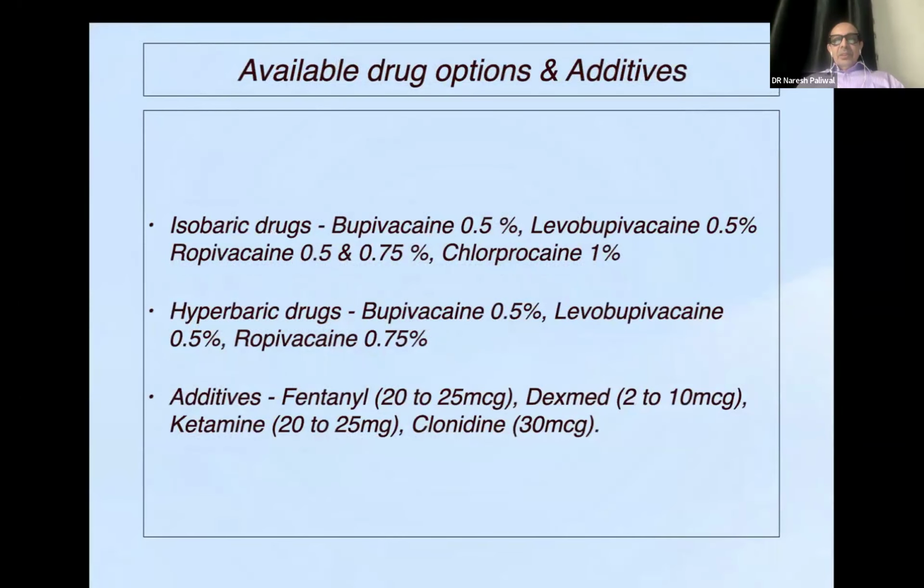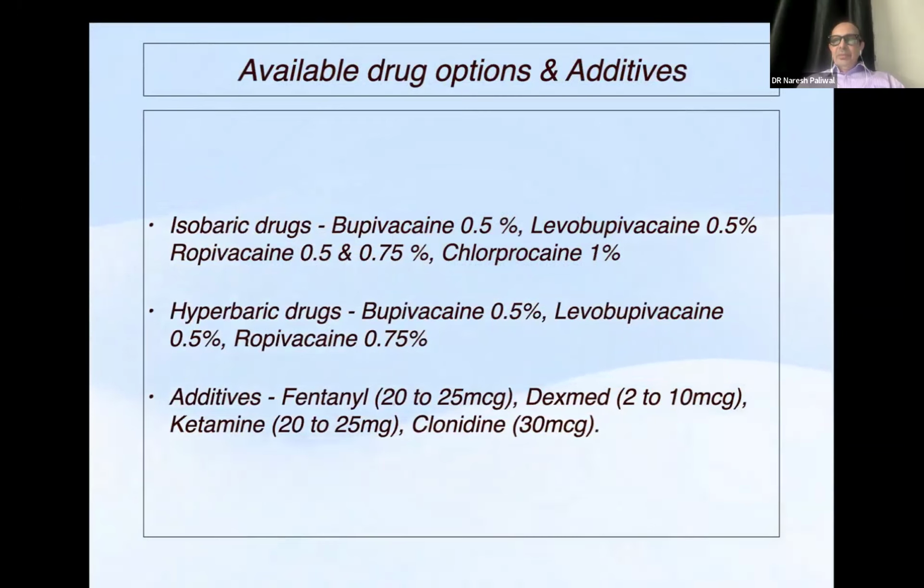Amongst the available drug options and additives, for isobaric drugs, we have bupivacaine 0.5% and ropivacaine 0.5-0.75%. Chloroprocaine 1% was an isobaric drug, which is not available nowadays. It was a very good drug for short cases of 40 to 60 minutes. Amongst the hyperbaric drugs, till date only bupivacaine 0.5% was available, but now levobupivacaine and ropivacaine 0.75% are available.